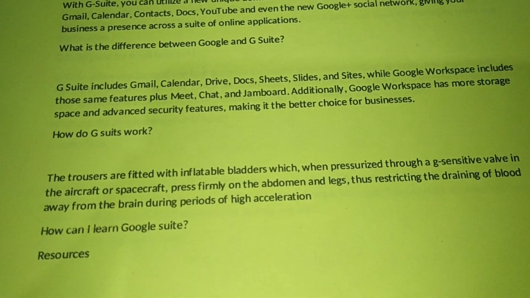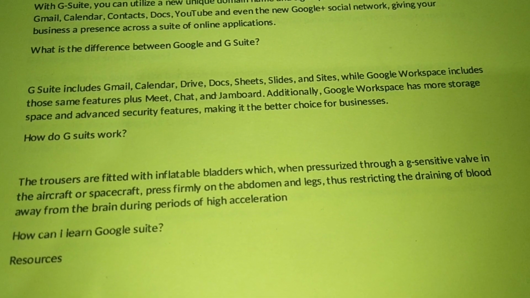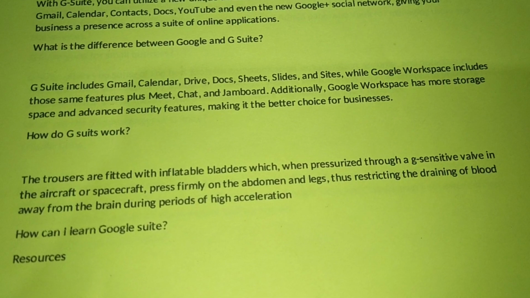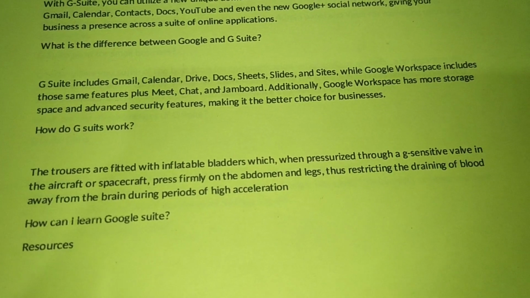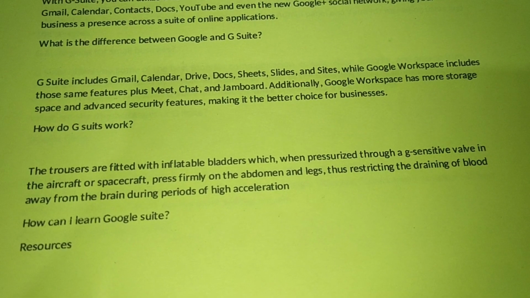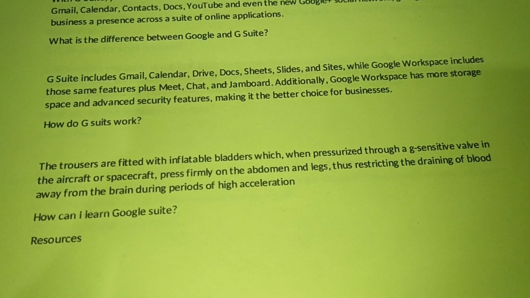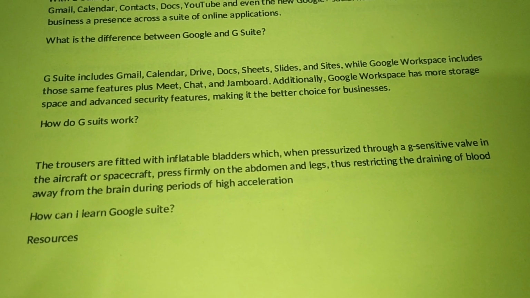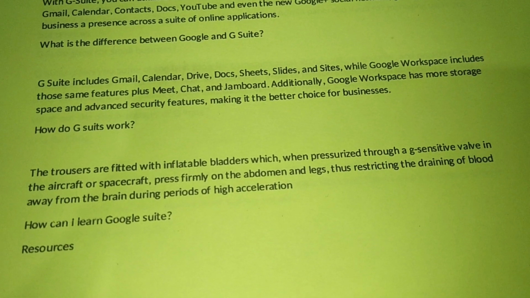What is the difference between G Suite and Google Workspace? G Suite includes Gmail, Calendar, Drive, Documents, Sheets, Slides, and Sites, while Google Workspace includes those same features plus Meet, Chat, and Jamboard. Additionally, Google Workspace has more storage space and advanced security features, making it a better choice for business.